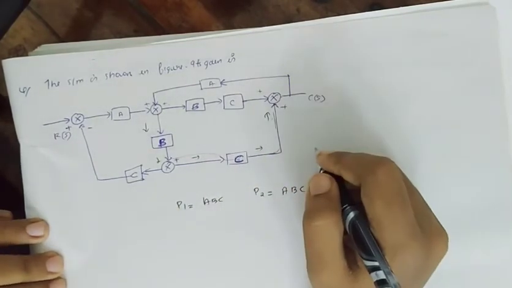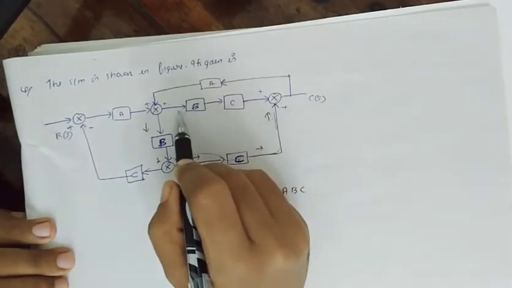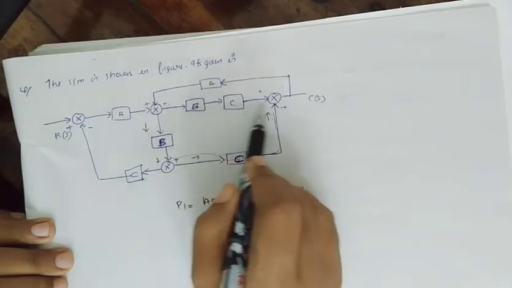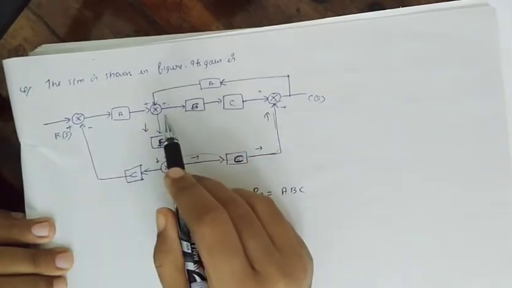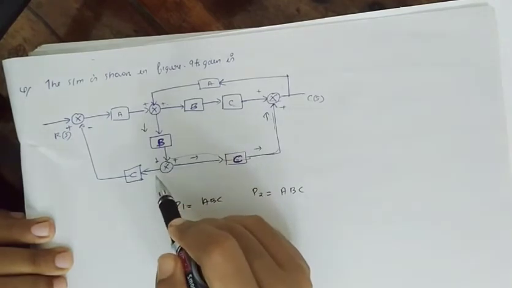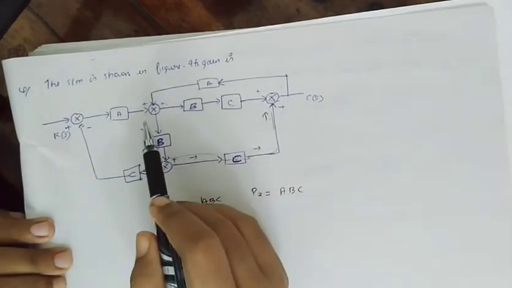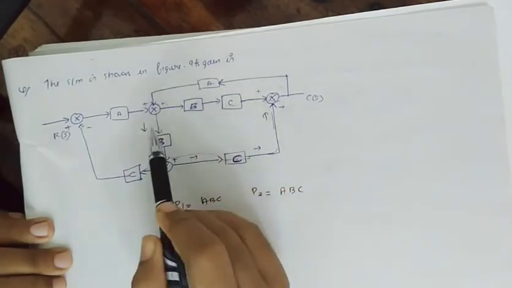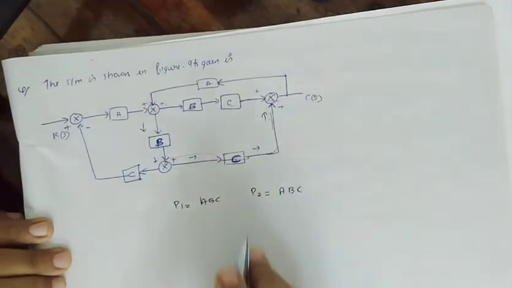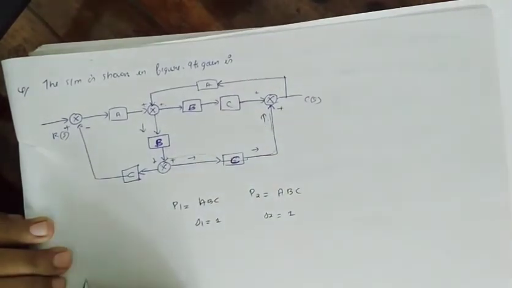And we will see if there are any non-touching loops. First loop is BCA. Is it touching this forward path? Yes, it is touching. Is it touching this forward path? Yes, it is touching. And the other loop is ABC. Is it touching this forward path? Yes. Is it touching this forward path? Yes. So there are no non-touching loops. So delta 1 is equal to 1 and delta 2 is equal to 1 as well.